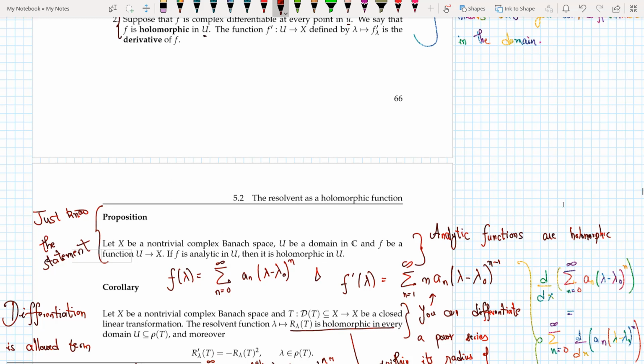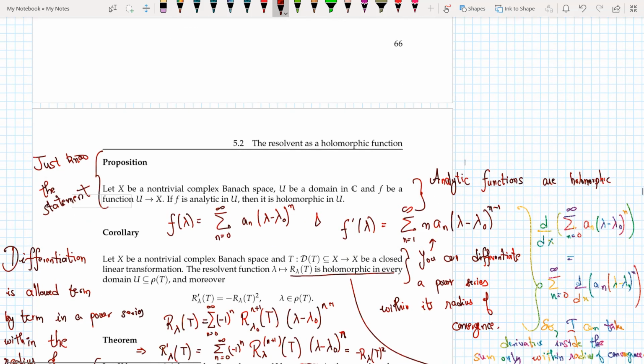It is just a statement, you just need to know the statement, and it follows from a huge proof in complex analysis. It goes on for several pages. For the purpose of this class, I just want you to keep this statement in your mind, that if f is analytic, then it's holomorphic. The gist of this proposition is that analytic functions are holomorphic.